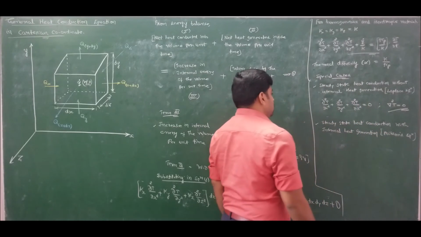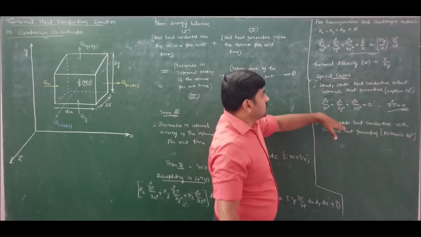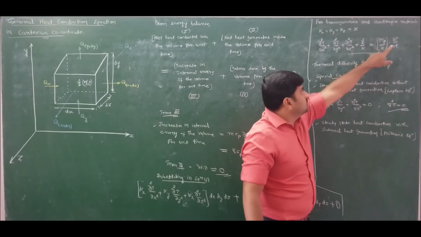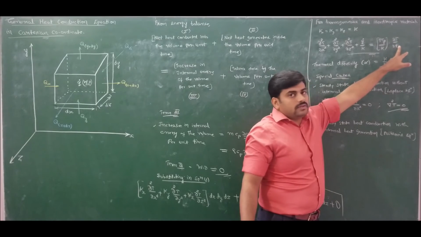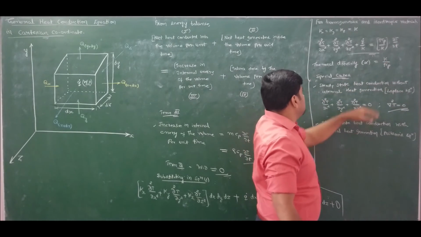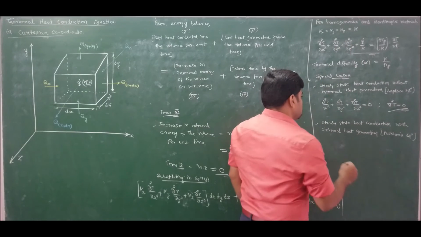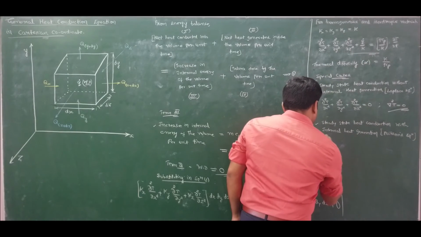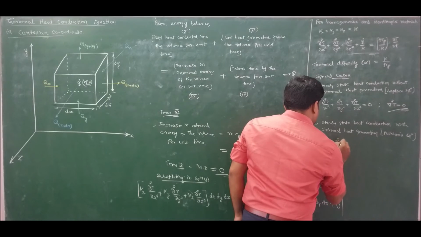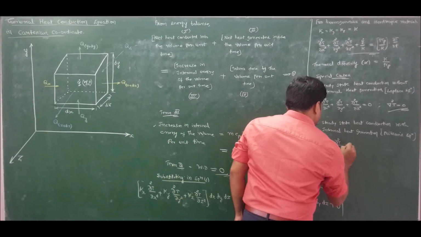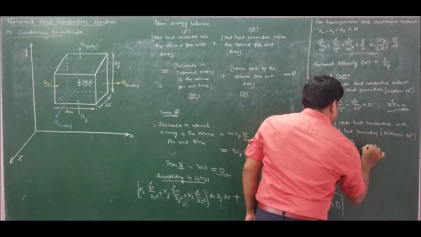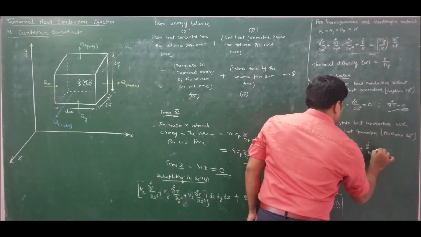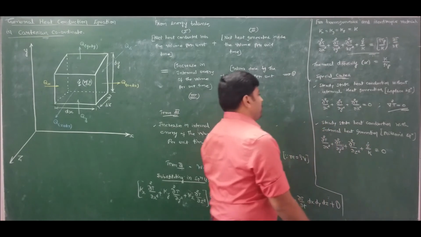Coming to Poisson's equation, it is steady state heat conduction. Since it is steady state, temperature is a function of space alone, it is independent of time, so the derivative of temperature with respect to time will become 0. And we have internal heat generation, therefore the second term will exist. So Poisson's equation is given by ∂²T/∂x² plus ∂²T/∂y² plus ∂²T/∂z² plus q dot by k is equal to 0.